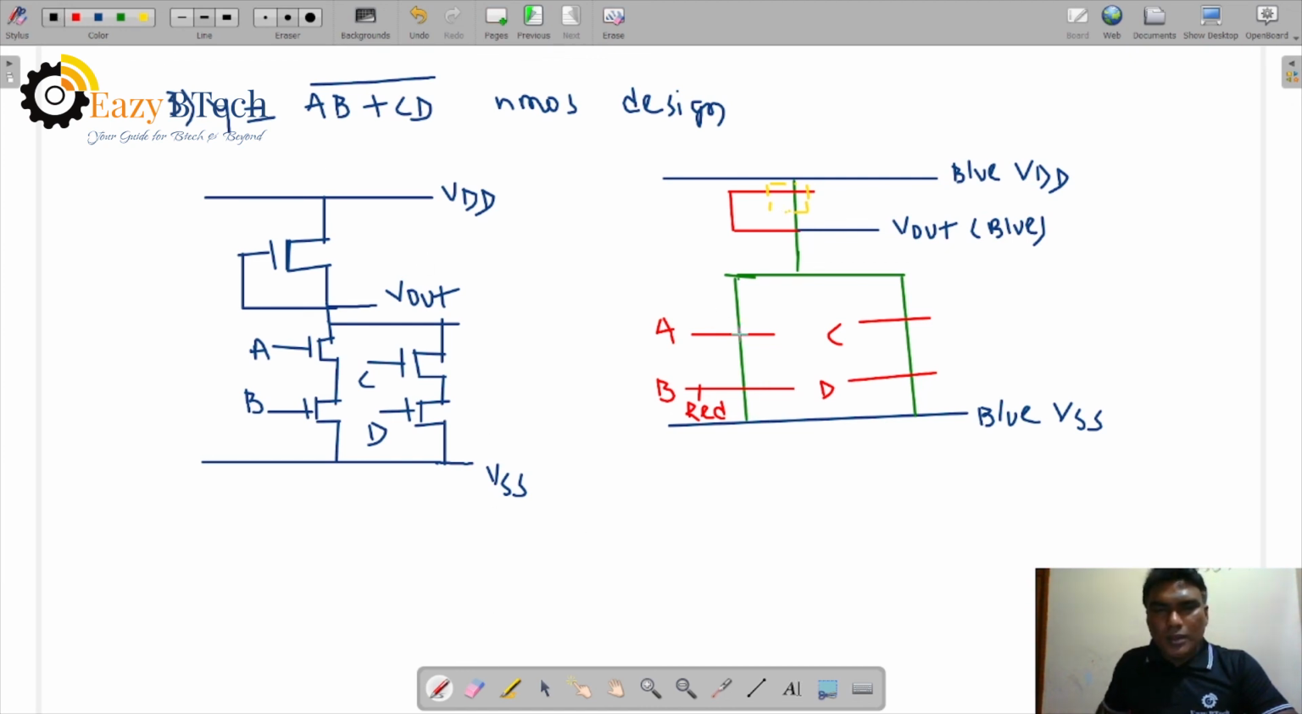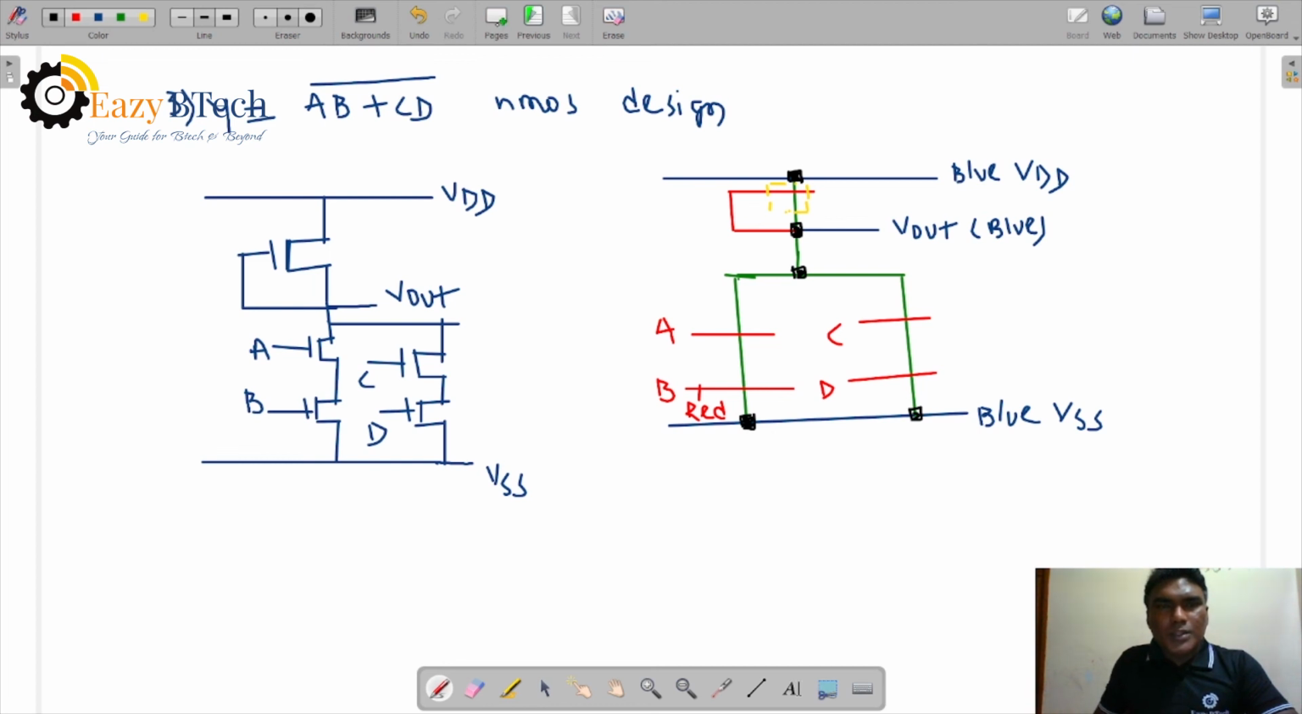And where is the contact area? Contact area means two layers are joining: metal and diffusion, metal and diffusion, metal and diffusion here, and polysilicon and this output metal, and this one is diffusion and this metal. This is a representation of the stick diagram according to this logic.